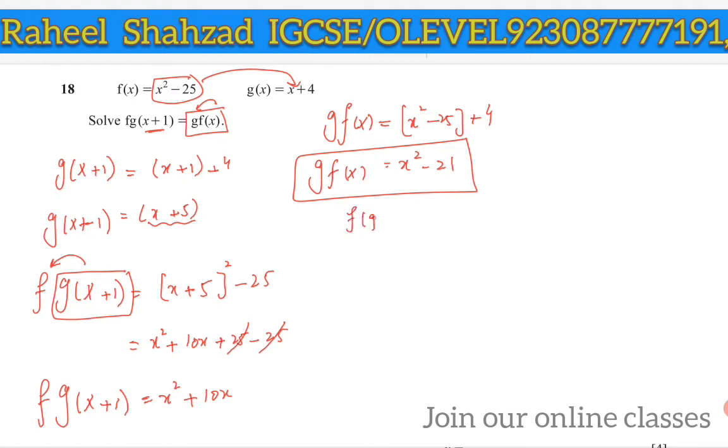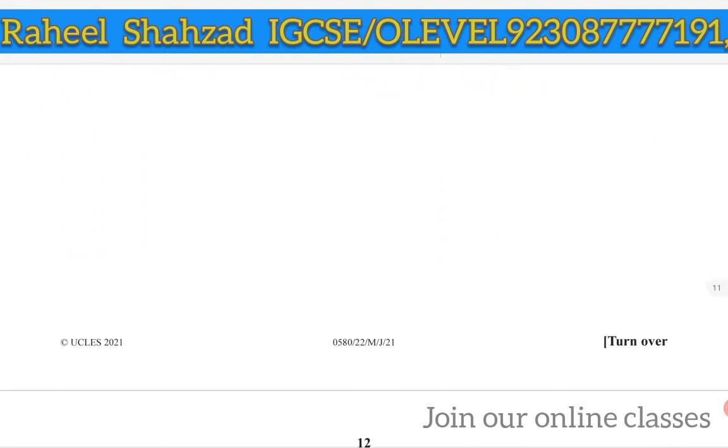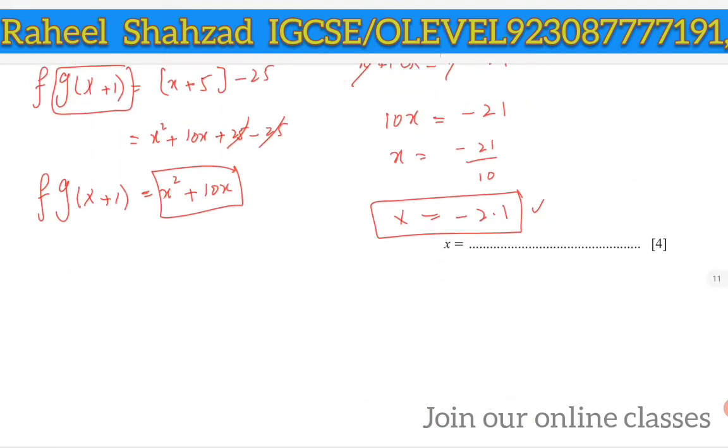And at the end, the question is, we need to solve this equation when f of g of x plus 1 is equal to g of f of x. So we should put these two values equal. This is x square plus 10x equals x square minus 21. So we can cancel this x square and x square. So this is 10x is equal to minus 21, x is equal to minus 21 by 10, and x is equal to minus 2.1. I hope you got it. Question number 19 then. And remember, you need to give your answers here, minus 2.1 on the answer space.